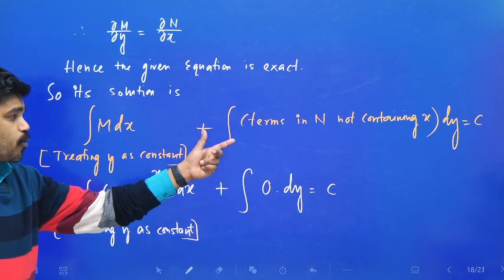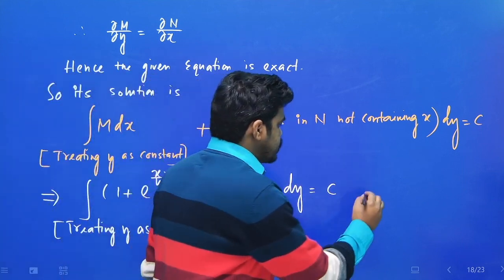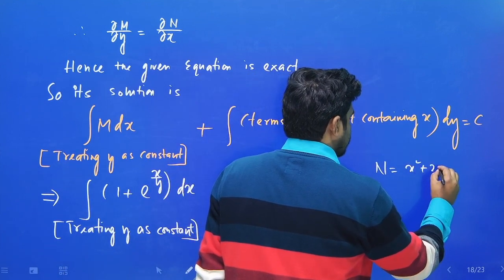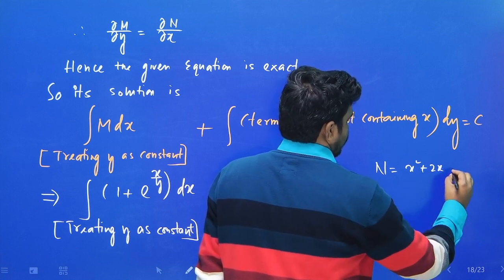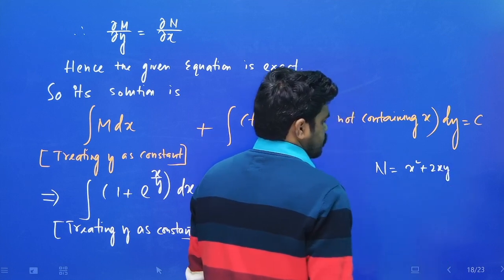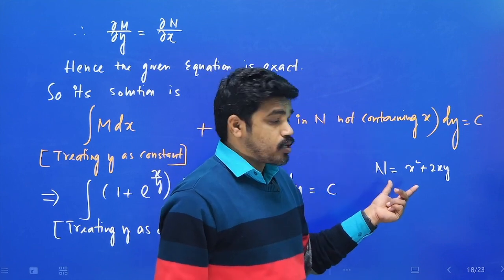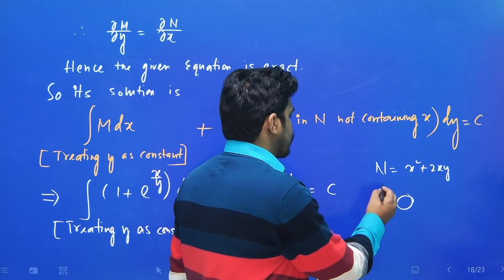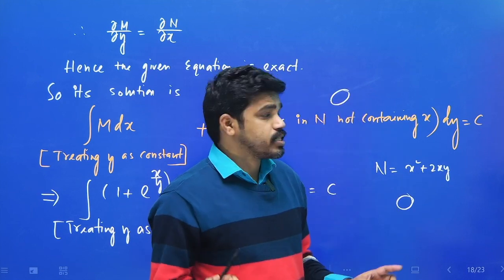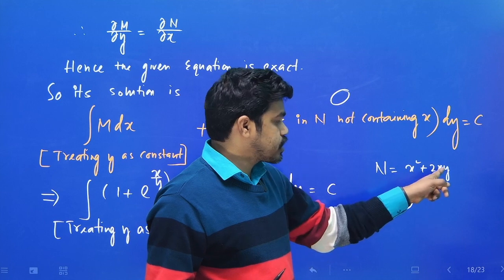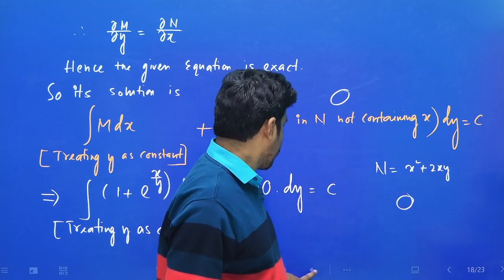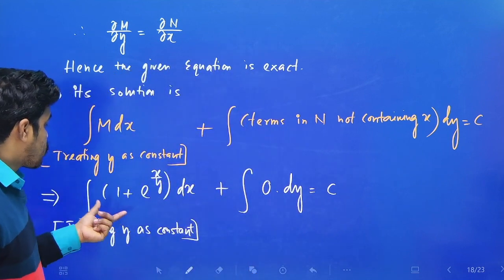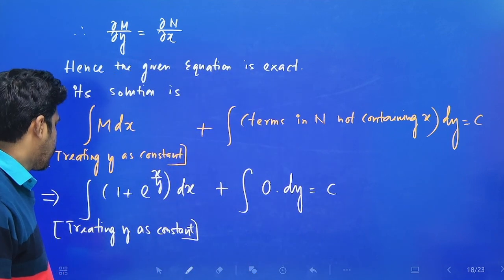ওকে, সো ইট ইজ ভেরি ইম্পর্টেন্ট। মনে করো সাপোজ N is equal to দেওয়া আছে এরকম, সাপোজ x square plus 2xy, তাহলে আমরা কি লিখব? টার্মস ইন N নট কন্টেনিং এক্স, দেখো এখানে এক্স আছে, লিখতে পাবো না, এটার মধ্যে এক্স আছে, লেখা যাবে না। দ্যাট মিনস জিরো হয়ে যাবে, that is N is zero। ওকে, এবার y কে কনস্ট্যান্ট ট্রিট করে ইন্টিগ্রেশন করতে হবে, ঠিক?